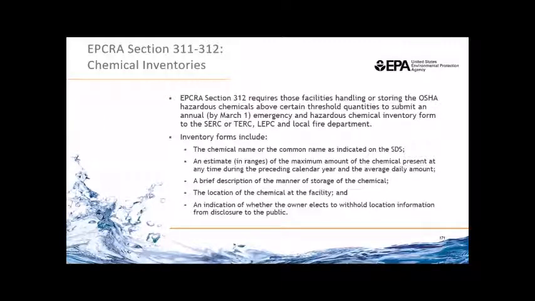And the inventory form includes the chemical name or common name as indicated on the safety data sheet, an estimate and ranges of the maximum amount of the chemical present at any time during the preceding calendar year. Then the average daily amount, a brief description of the manner of storage of the chemical, the location of the chemical at the facility, and finally an indication of whether the owner elects to withhold location information from disclosure to the public for proprietary reasons.